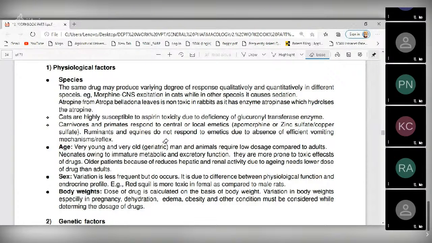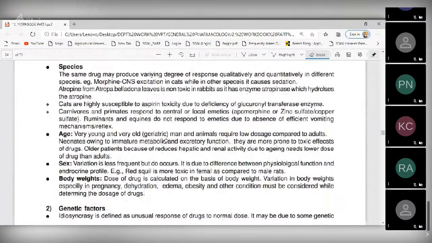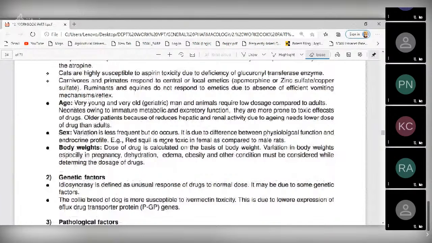Another example is that the cat is highly susceptible to aspirin toxicity due to deficiency of glucuronyl transferase. Already we have discussed, while discussing the metabolism of the drug, that cats are deficient in glucuronidation. Similarly, dogs are deficient in acetylation, so sulfonamide drugs are more toxic in the dog.